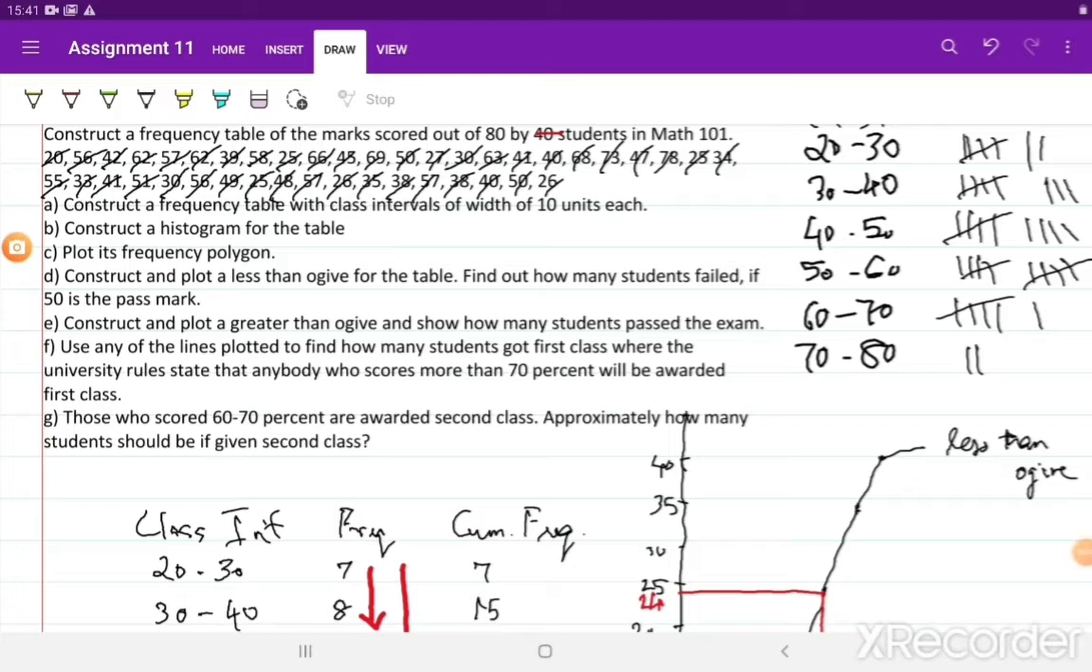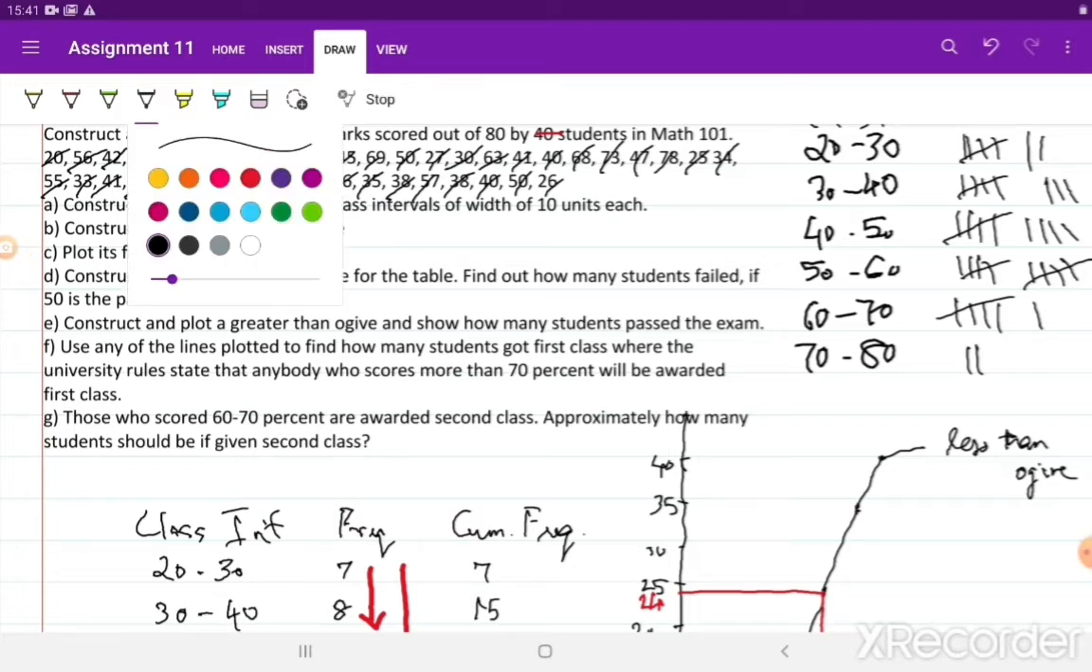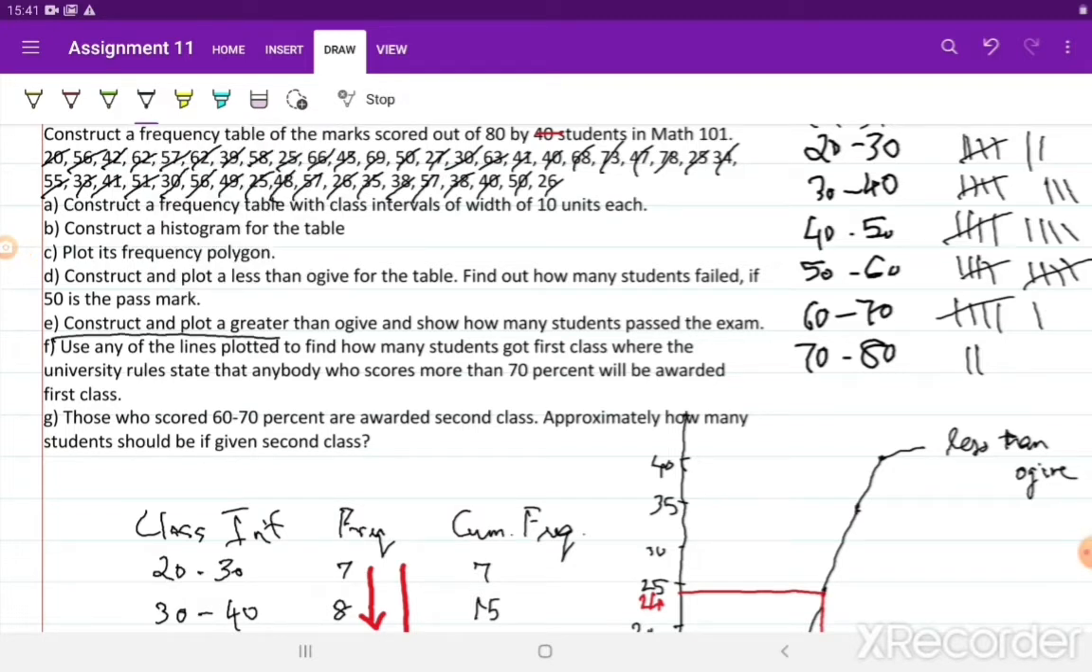Now let's proceed to solve part E, which is to construct and plot a greater than ogive to show how many students passed the exam. Remember, in the previous question, we know that 50 is the pass mark. So the number of students who pass the exam are those observations which are greater than 50 marks.